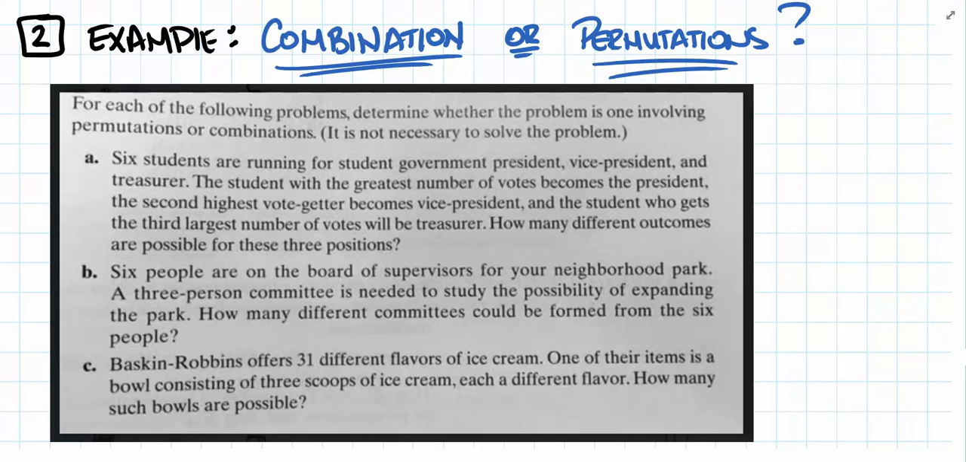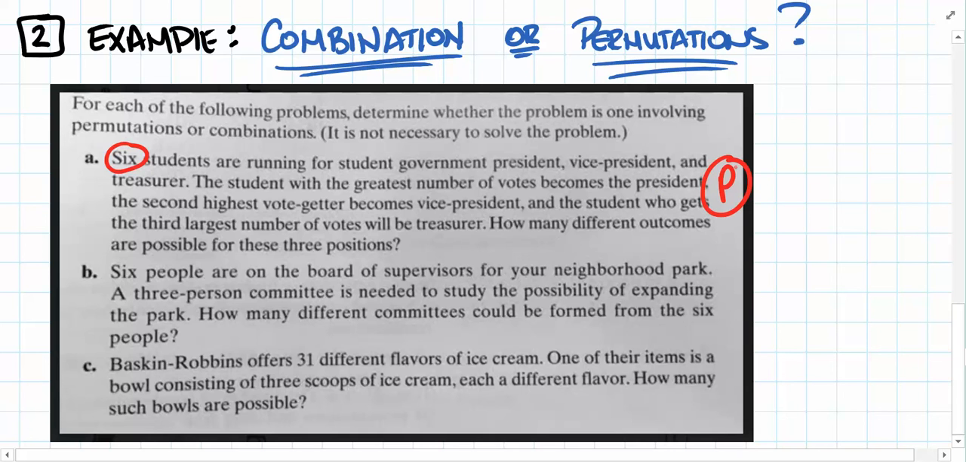Permutation is the correct answer for part A. The reason is because we have 6 students and we're choosing 3 of them: president, vice president, and treasurer, and the way that we choose them is based on the number of votes that they get. So this happens to be a permutation, so I'll put a P next to this one.